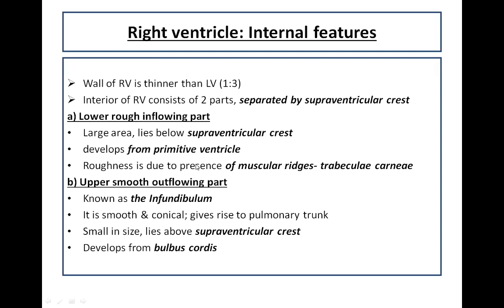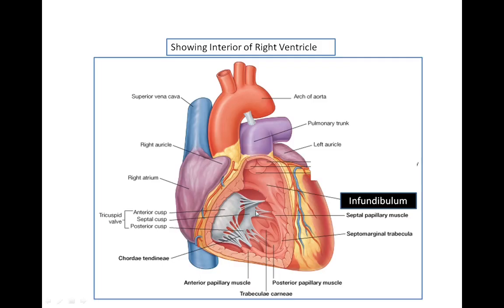Where there is a rough area, it is developed from the actual heart tube. And where there is a smooth part, it is formed by reabsorption of the other structure. See here, I will show. So it develops from the primitive ventricle. Then roughness. Why is this roughness present? Due to the muscular ridges.